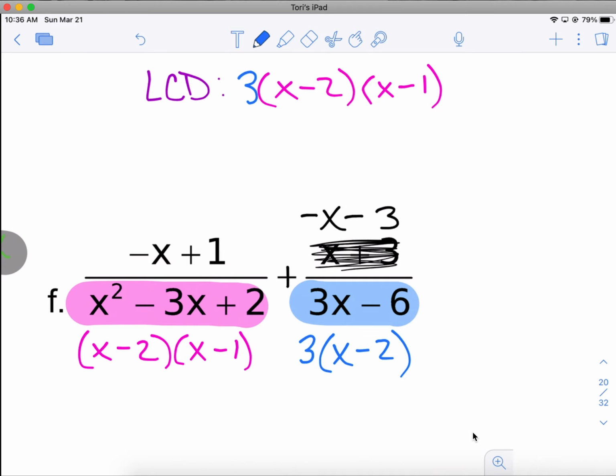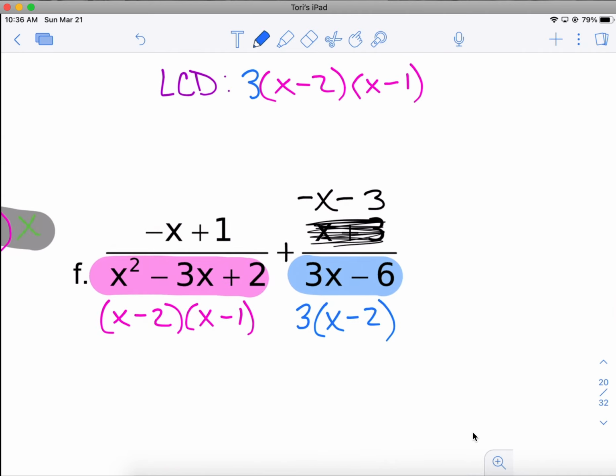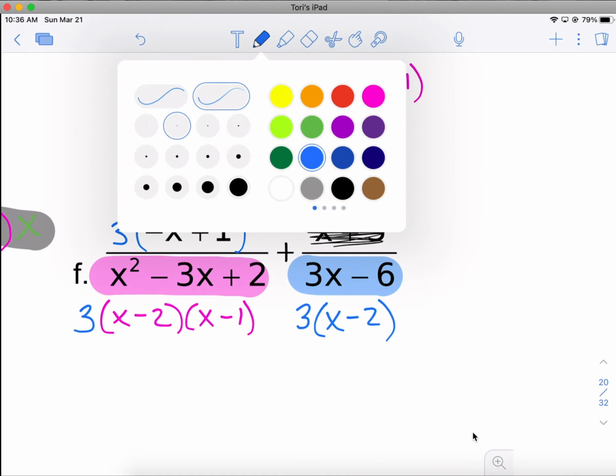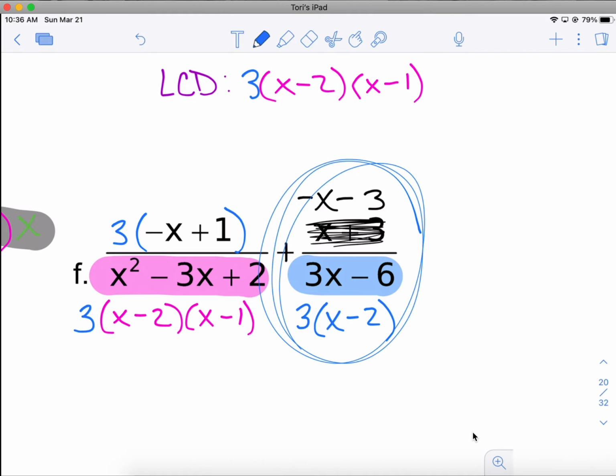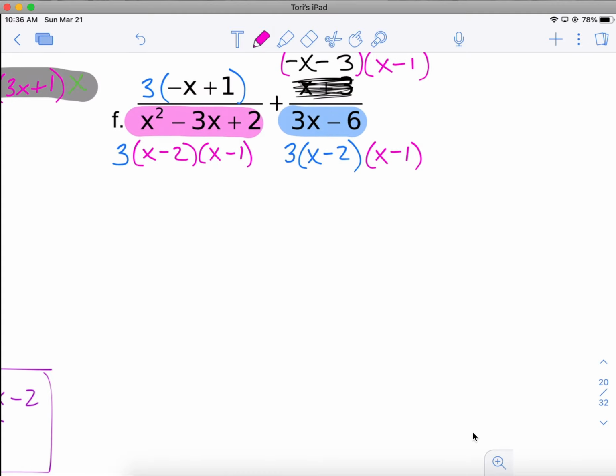Okay? So to turn my least common denominator into that from the first fraction over here, the only thing I need to multiply by is a 3. So I'm going to wrap him in parentheses and put a 3. I'm going to also put that 3 on the bottom. For the second fraction, so this blue guy over here, the only thing I need to multiply him by to get him to the least common denominator is the x minus 1. So I'm going to wrap this guy in parentheses again and multiply him by an x minus 1 on top and bottom. So let's go ahead and see what that's going to look like.